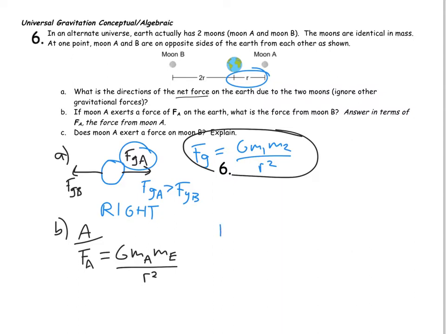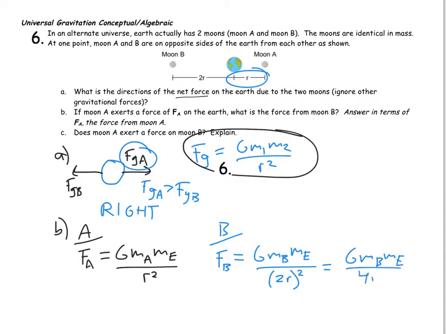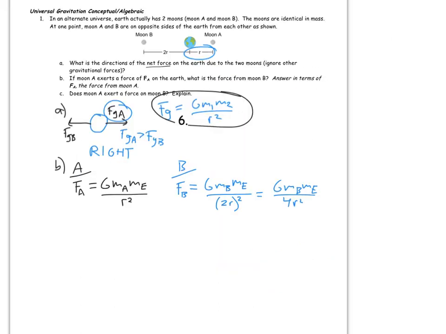I'm also going to set one up here for B, and so I'll call that the force of B, and that's going to be equal to G times the mass of B times the mass of the Earth all over the quantity 2r squared. So that really gives us G times the mass of B times the mass of the Earth all over 4r squared. We now want to think about combining these two equations, and here's what I see. I see that the tops of both equations are the same because the mass of A equals the mass of B since they are identical. So we almost can get rid of that MA and that MB.